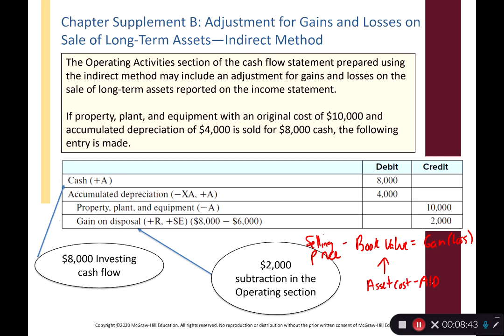minus accumulated depreciation. So it says if property, plant, equipment with original cost of $10,000 and accumulated depreciation of $4,000 is sold for $8,000 in cash, the following entry is made. So what we would know is on our income statement, we had a gain of $2,000, and then we would know that our asset went down, the net amount of our asset went down by 6, which is the book value. And then what you'd effectively be doing is solving for the selling price to put onto your cash flow statement. So something minus 6 is 2. That's how we would get to our selling price, which is 8.